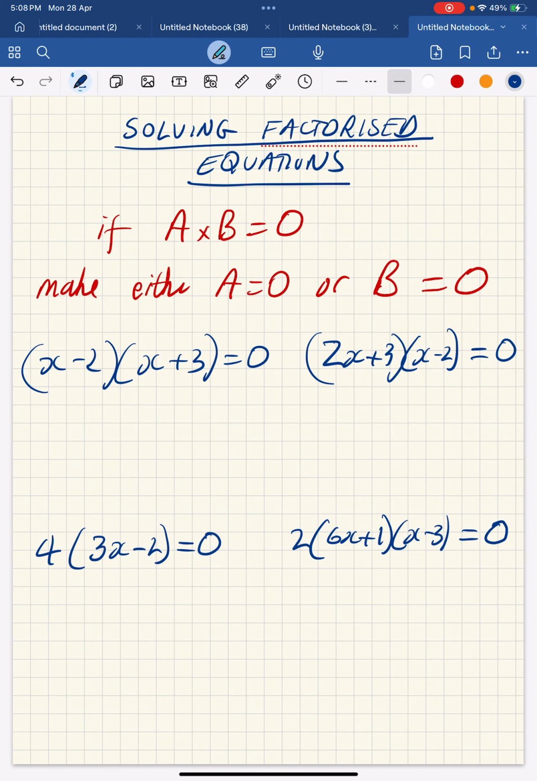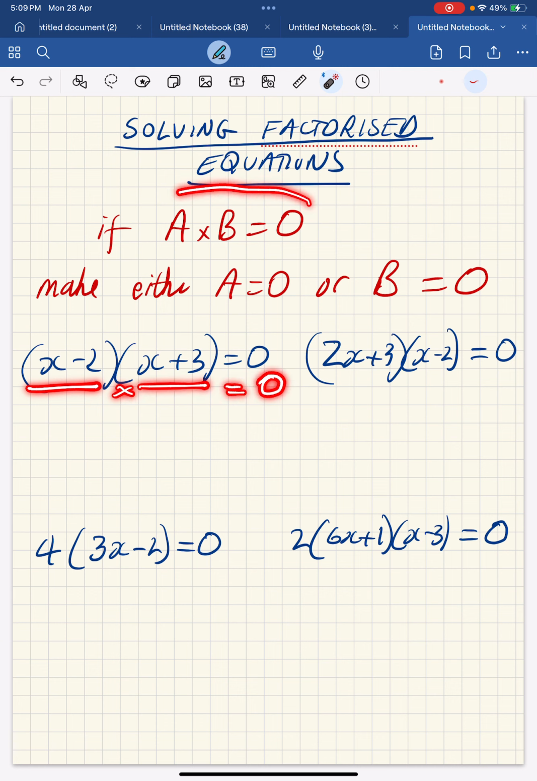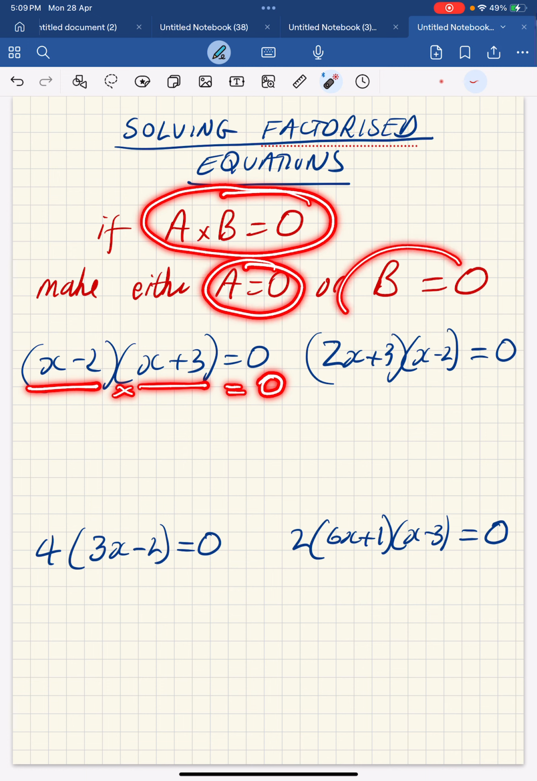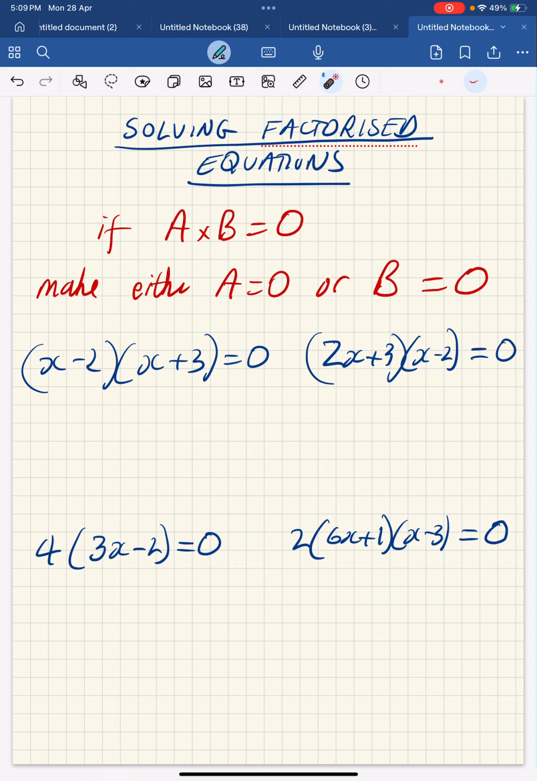Okay, let's go ahead and try and solve these equations. We've got something times something equals 0. So it's of the form a times b equals 0. All we have to do is make one of the things 0. Let's go ahead and give it a go, all right?